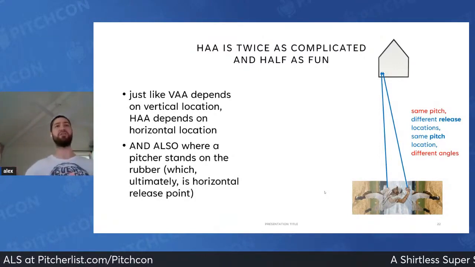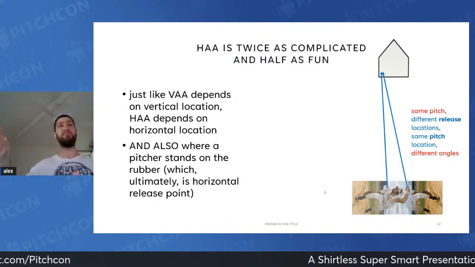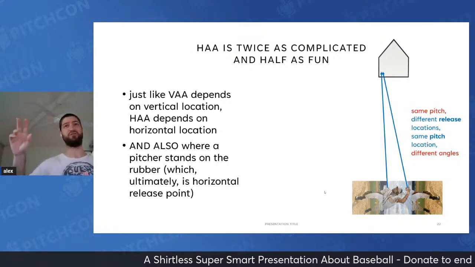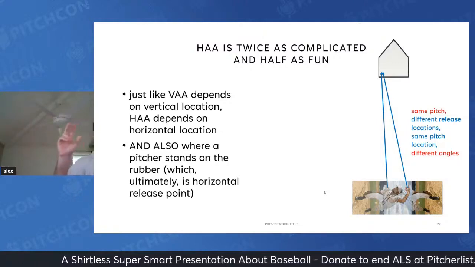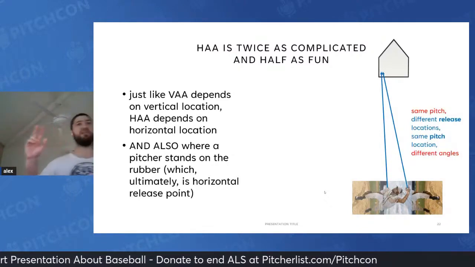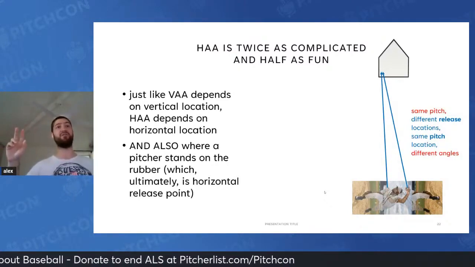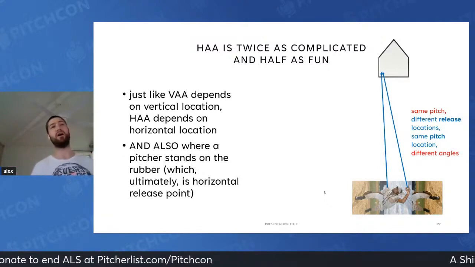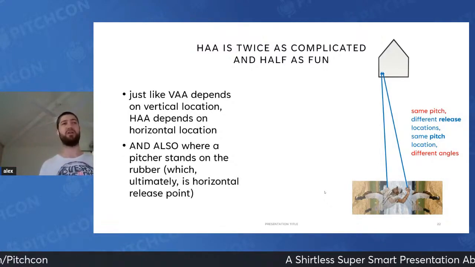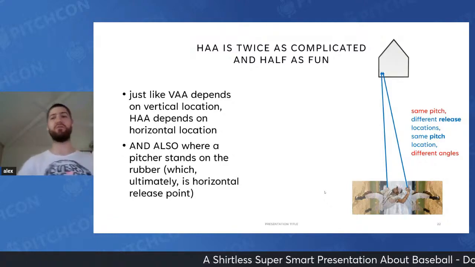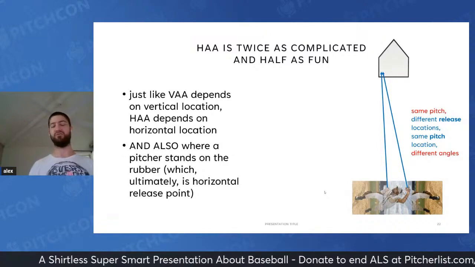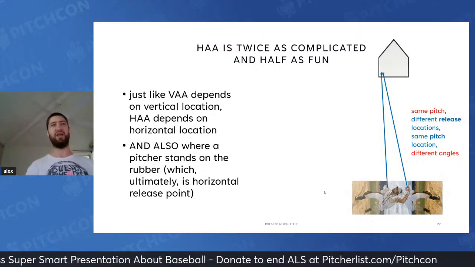This is also the same pitch to the same location from different release points. So this is the Paul Skenes conundrum: he's throwing from different sides of the rubber to the inner half on a lefty. And you can see that the angle is going to come in differently based on where he's standing on the rubber. So that's really important in accounting for horizontal approach angles, is that you need to account for the horizontal release point too, unlike the vertical release point for VAA.